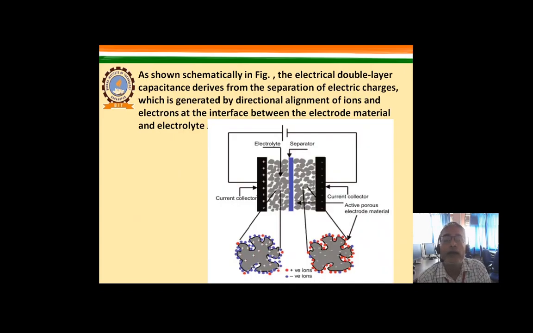As shown in this figure, the electrical double layer capacitance derives from the separation of electric charges, which is generated by dielectric alignment of ions and electrons at the interface between the electrode material and electrolyte. Here you can see the blue color separator and two current collectors, and the active porous electrode material, in which you can see some red color dots and blue color dots. Red color dots are positive ions, and blue color dots are negative ions.